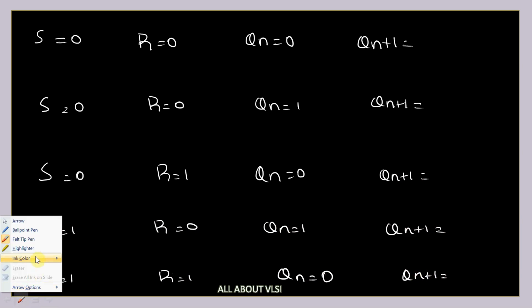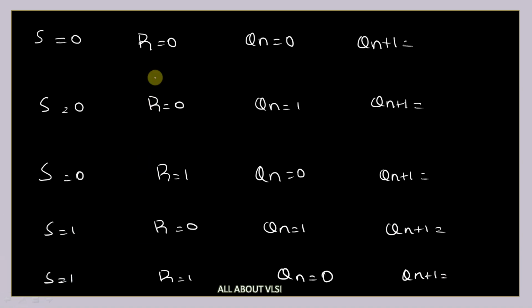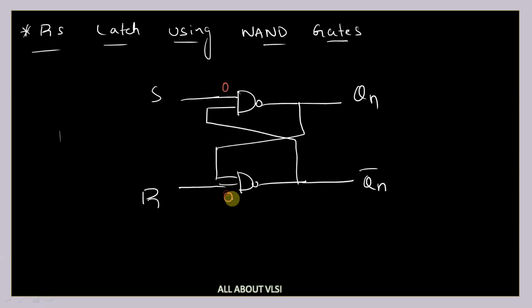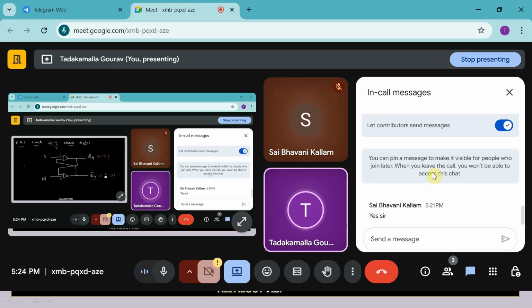First of all, let us see the first case, whenever S is equal to 0 and R is equal to 0. So apply 0 and 0 here. Obviously, if any one input of your NAND gate is 0, you get your output as 1. The initial value of Qn is 0, so it is changing to 1. And here also the initial value is 1, and it is changing to 1 itself. So your Qn is 1 and Qn bar is 1. Is it valid or invalid?